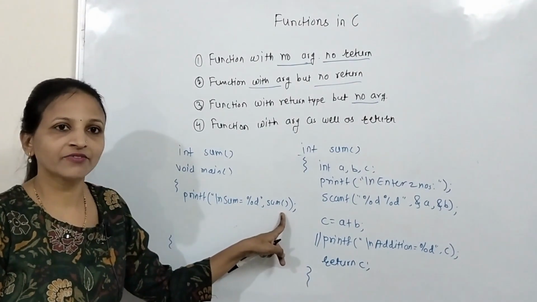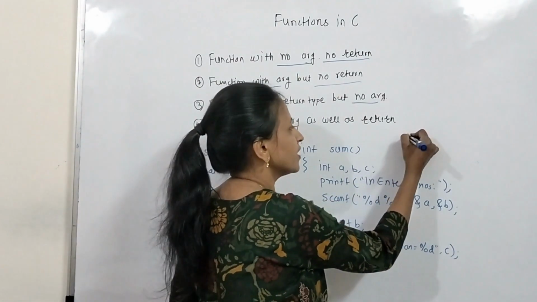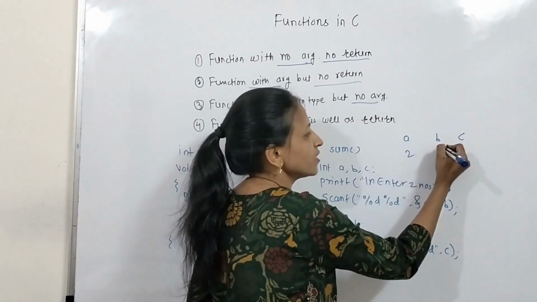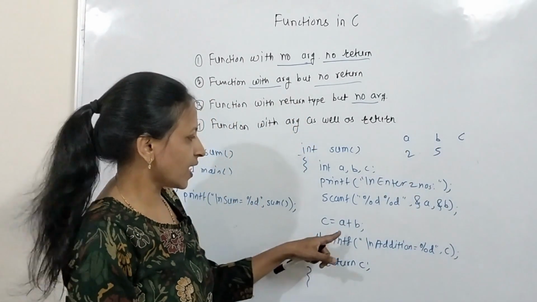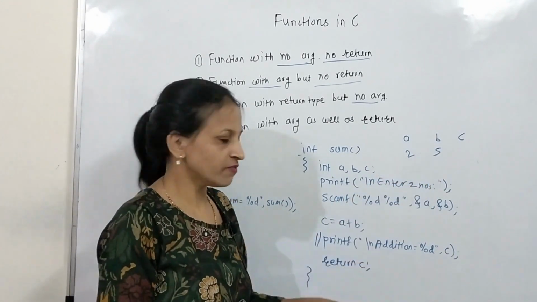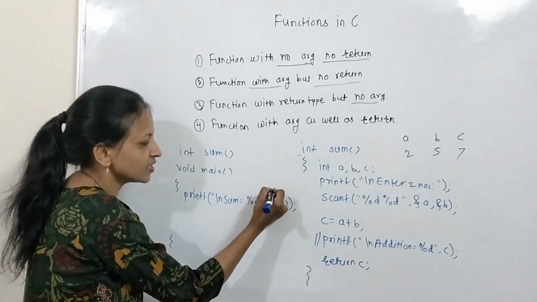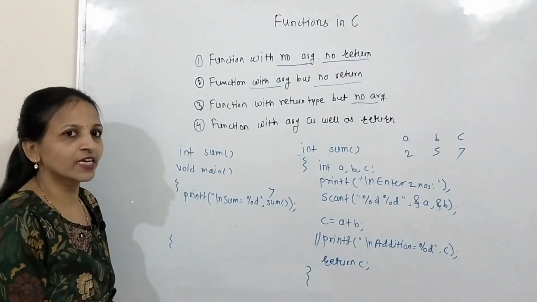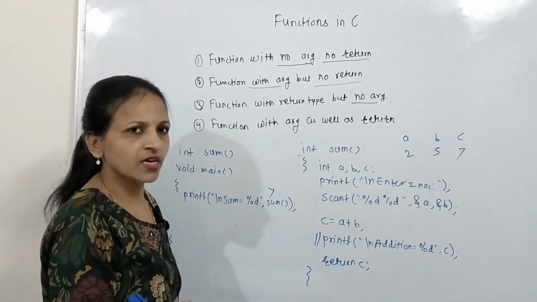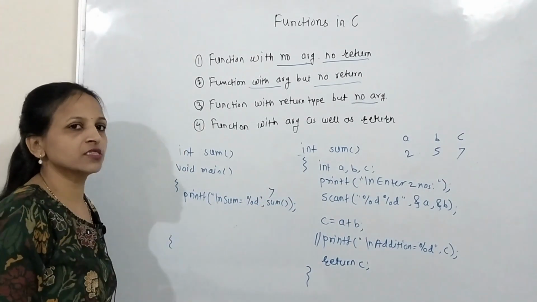Here we have called that function. Automatically control will go there. Three variables will be created: a, b, c. Then two values will be accepted from the user, like 2 and 5. Suppose the user enters them, that addition will take place, and the result, 5 plus 2 is 7, will get stored inside c, returned from that function, and replaced here. That's why you will get sum equals 7 displayed on the output screen. As per user input the result will get displayed.